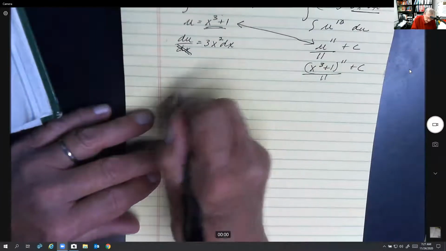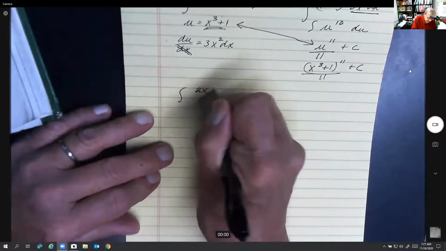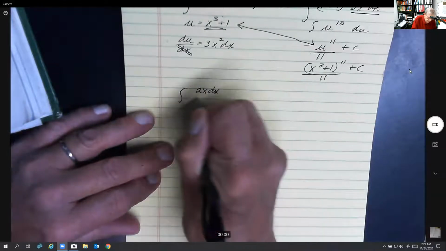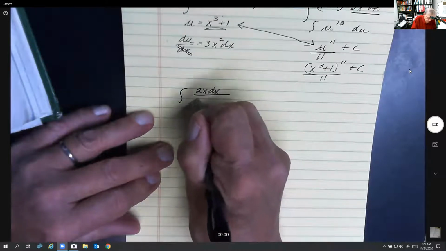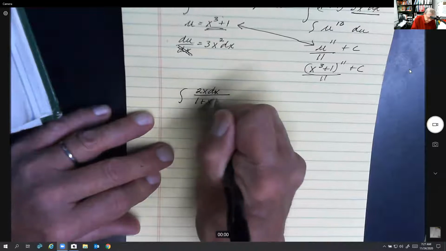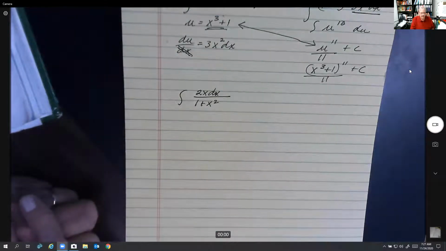Example 6, we have the integral of 2x dx over 1 plus x squared, and we want to take the integration of that. First of all, we see this is a big fat mess, huh? Other than that, we try to figure it out.